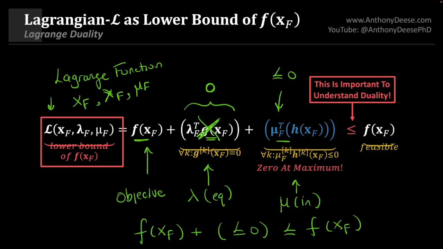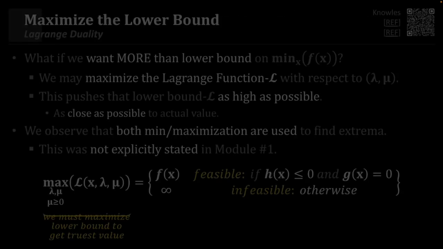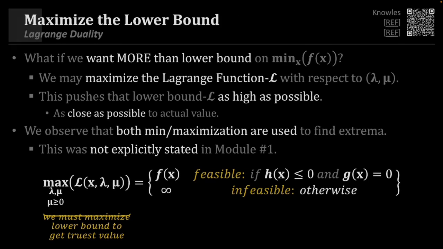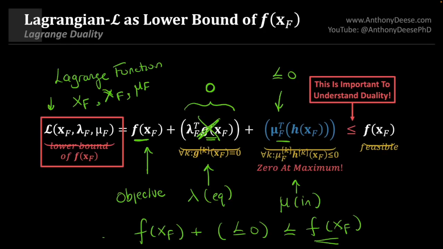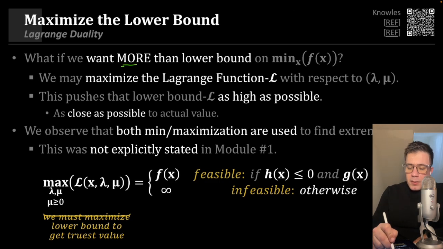If we take a value and we add to it something that is negative, the sum of those two will be less than the value itself. All right, so this is merely a lower bound on f of x sub f.